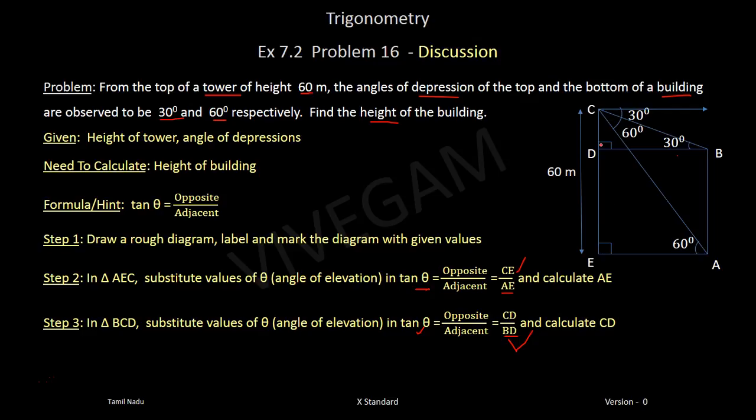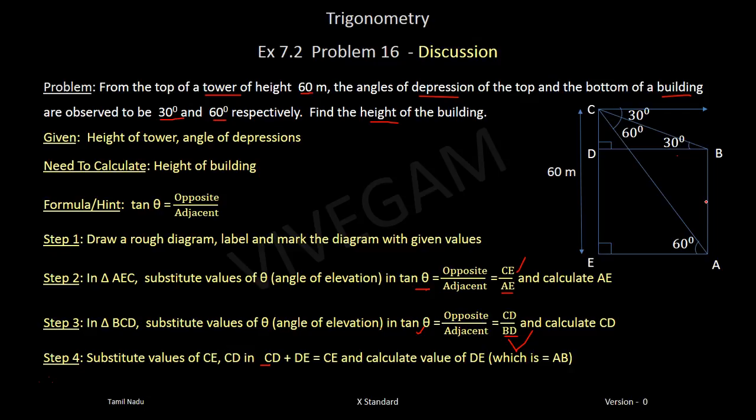So once you know CD, then it is very easy to calculate DE, because this whole distance, which is 60 meters, minus this will give you DE. And what is DE? DE is equal to AB, which is the height of the building. Okay, so let's write that. Substitute the value of CE and CD.